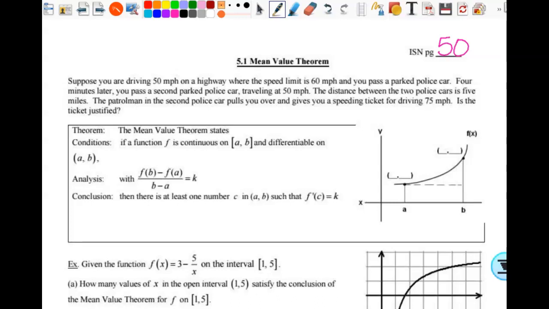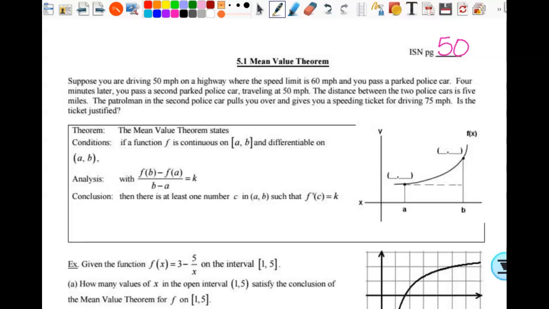Right, so we're going to start with the mean value theorem, which we just determined means average, right? So this says, suppose you are driving 50 miles an hour on a highway where the speed limit is 60, and you pass a parked police car. 4 minutes later, you pass a second parked police car traveling 50 miles an hour. The distance between the two police cars is 5 miles.